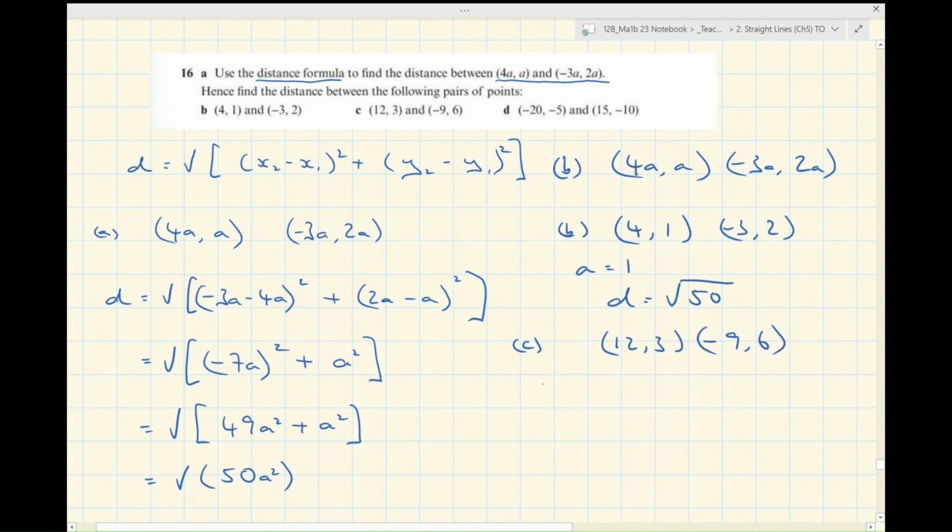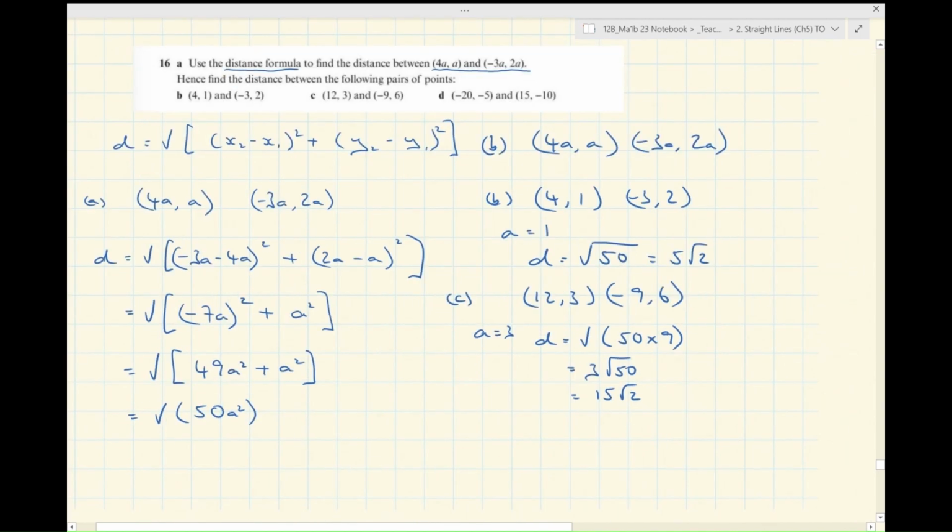Looking at the second point, A is 3, so the distance is the square root of 50 times 9, which is 3 root 50, isn't it? Well, I suppose I could simplify that again. I could have simplified this one, couldn't I? That's 5 root 2. Okay, so this is going to be, take out a 5, it's going to be 15 root 2. Okay, and lastly, D.